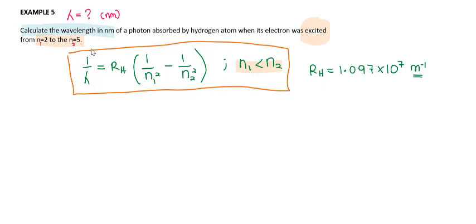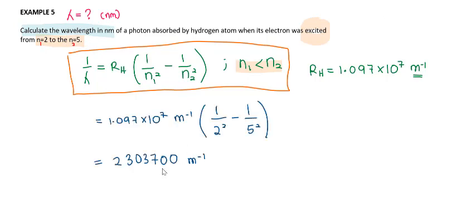And then substitute everything into the formula. You will get 2303700 per meter. So ini adalah 1 over lambda. Tetapi, you must find the value of lambda. So to find the value of lambda, awak kena rearrange balik lah. You will get 4.34 times 10 to the power of minus 7 meter. Barulah kita dapat dalam unit meter.